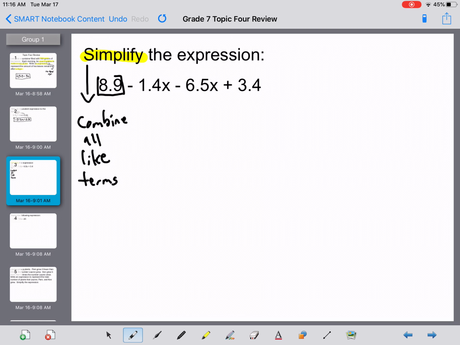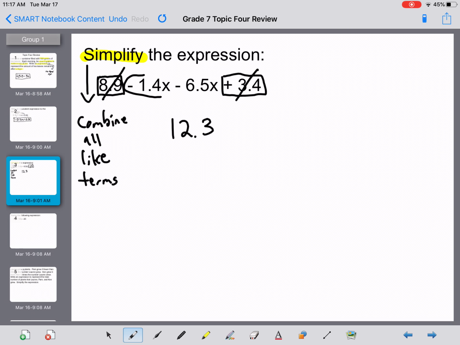The first term I come to is the 8.9. The 8.9 has no variables, so I look to see what else in the problem has no variables. I notice that the other term that has no variables is this positive 3.4. So I can add them up. 8.9 plus 3.4 is equal to 12.3. Now I can cross those out since I used them, to keep myself more organized.